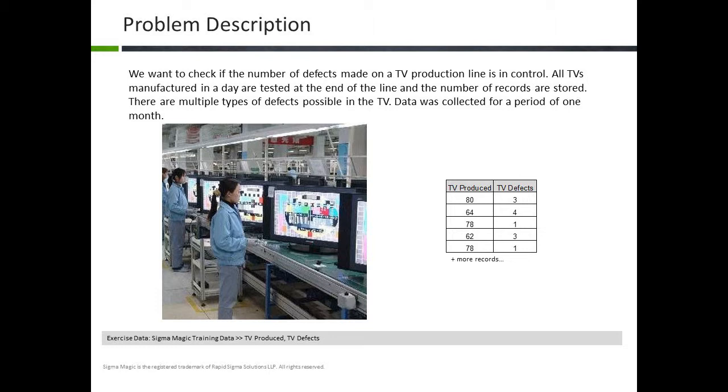For example, let's say we want to check if the process for TV production is in control. Here we are interested in the number of defects that are generated in the production line. In this case, the metric is discrete defects and the subgroup size is the number of TVs produced in a day, which is varying each day. Hence, we need to use the U-chart to determine if this process is in control.